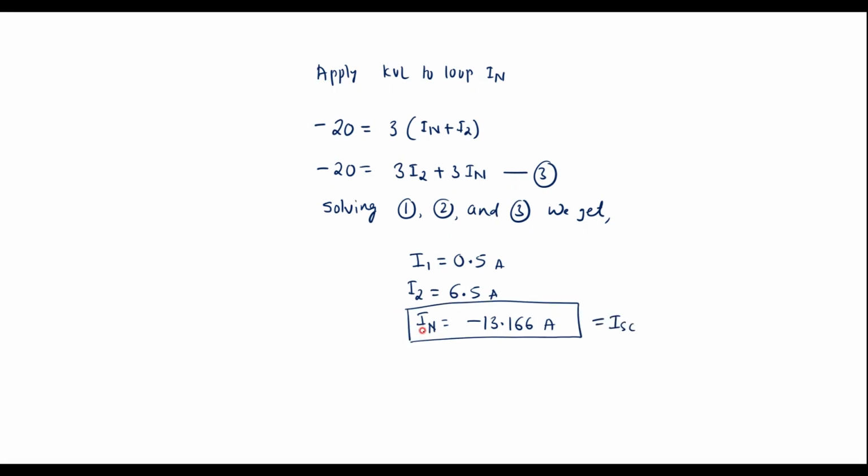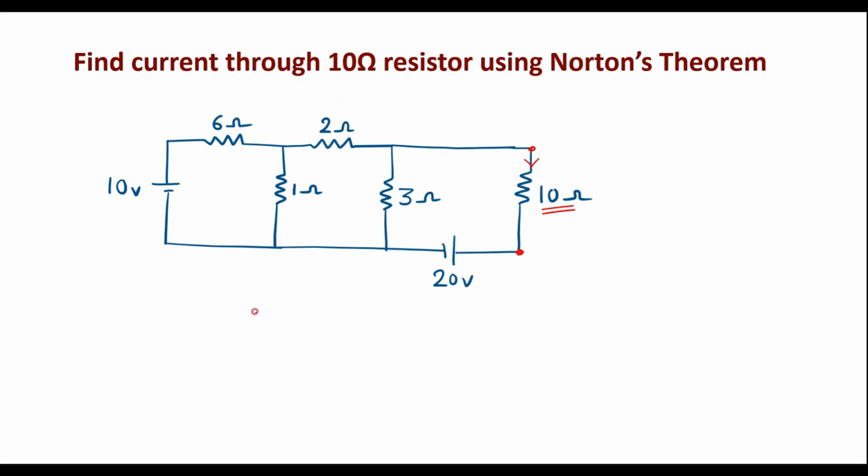So after calculating Norton's current, we need to calculate Norton's resistance. To find Norton's resistance, we need to short voltage sources. That is, we have to short this 10 volt voltage source and 20 volt voltage source, and the 10 ohm resistor should be removed so that this terminal will become open. We need to find the equivalent resistance between these two terminals. That is known as Norton's resistance.